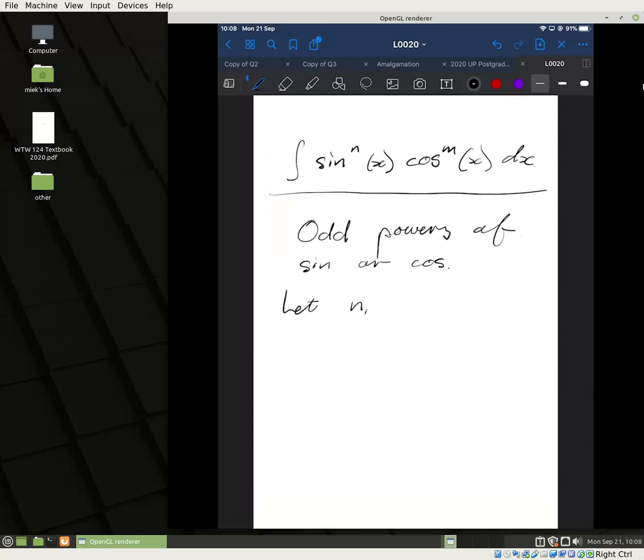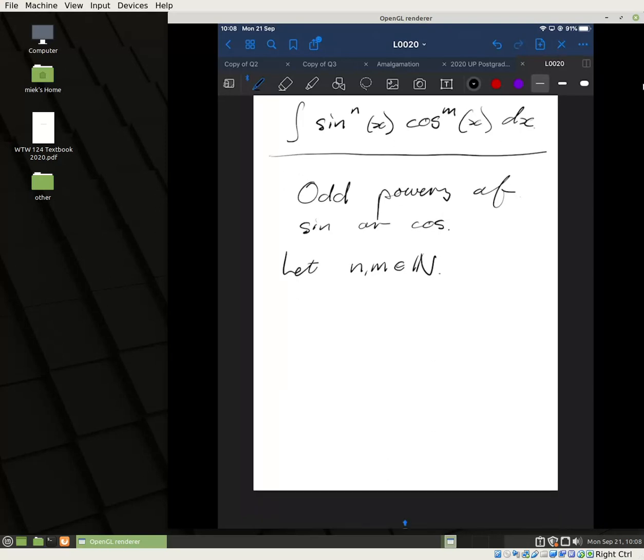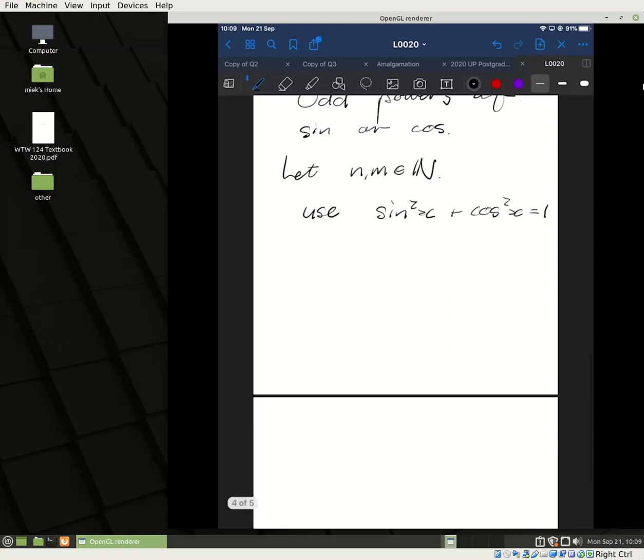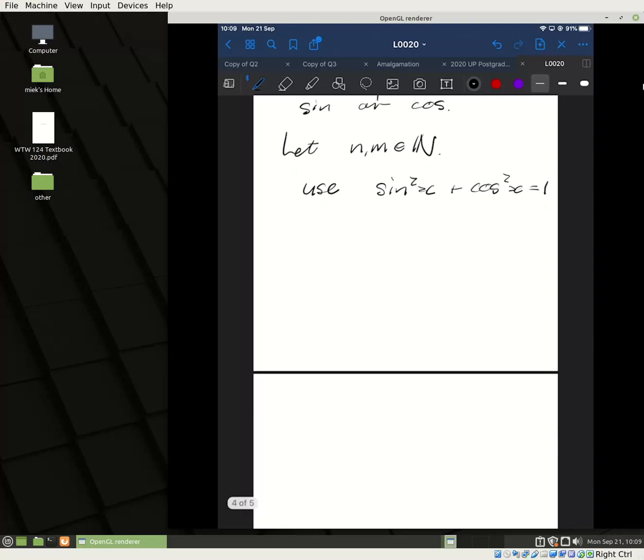So let n and m be natural numbers. And what we will keep in mind is that we will use the following trigonometric identity: sine squared x plus cosine squared x is equal to 1. So if we have an odd power of a cosine, so for example, if we have sine to the n x cosine to the 2m plus 1 x. So here we see we have an odd power of a cosine.